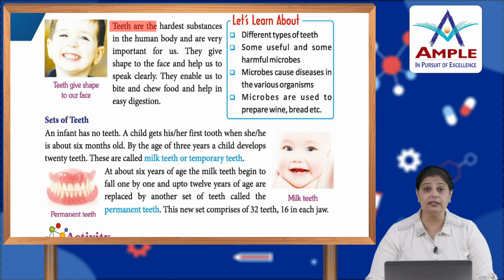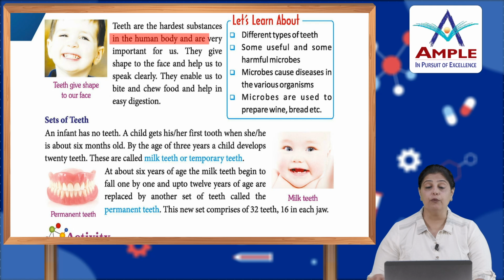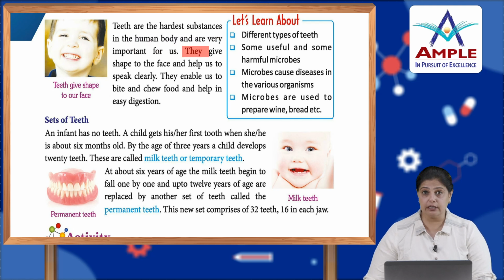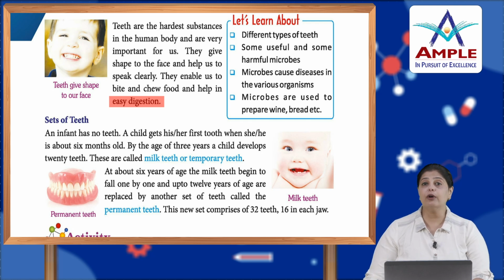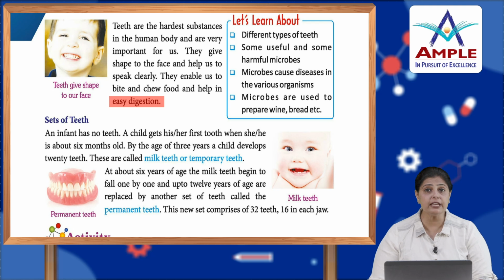We know that teeth are the hardest substance in the human body and very important for us. They give the shape to our face and help us to speak clearly. They enable us to bite and chew food and help in easy digestion. So children, have you ever met a person who is very old, who does not have teeth, or a small baby who has a few teeth? You know the way they speak, it's very unclear because of no teeth. Their face also does not have that shape. That is because teeth give the shape to the face, they make us look good, isn't it?